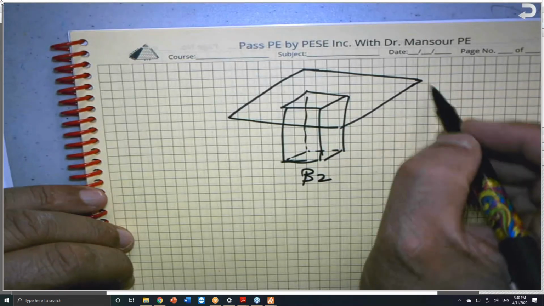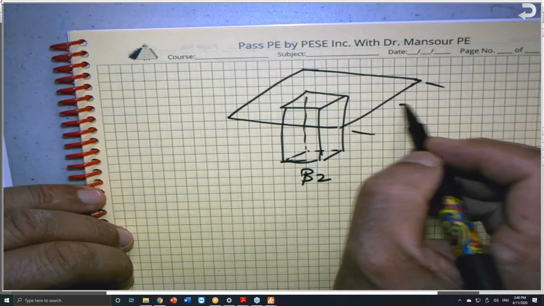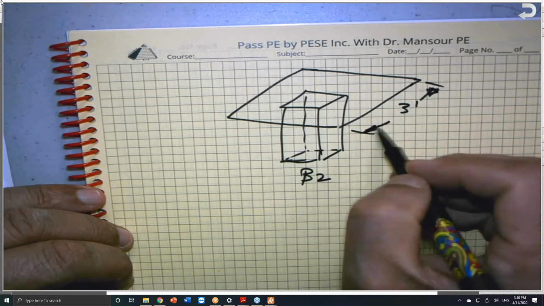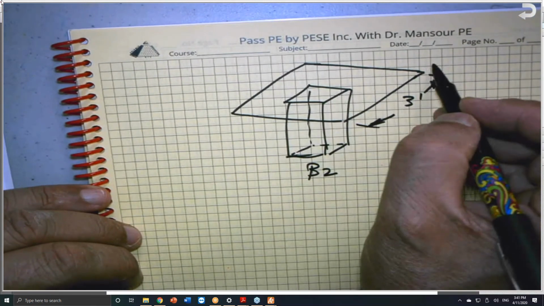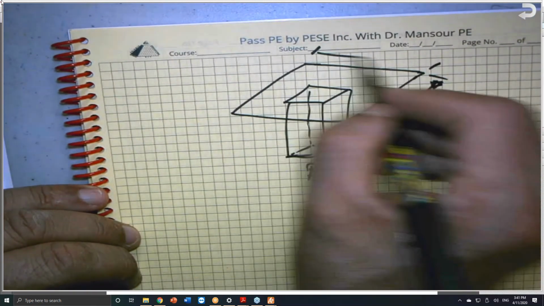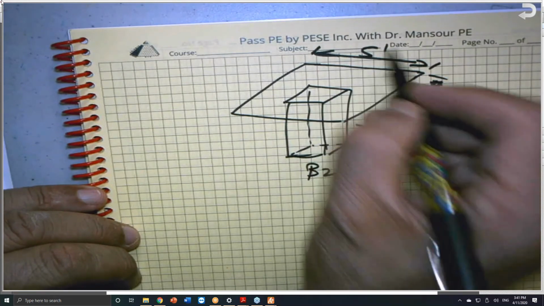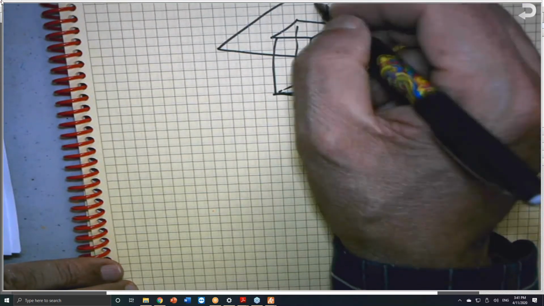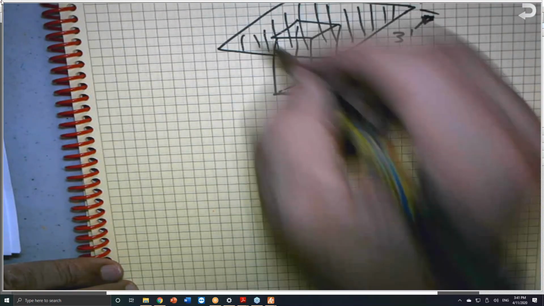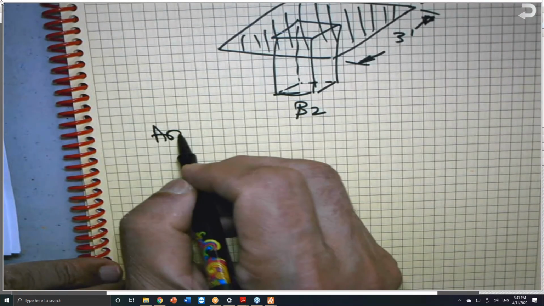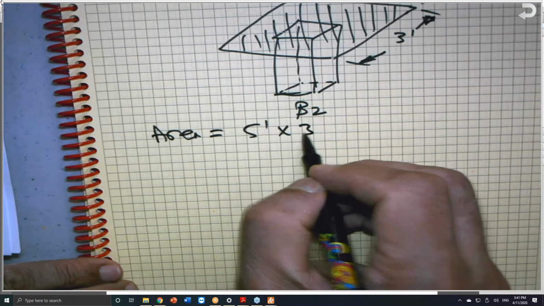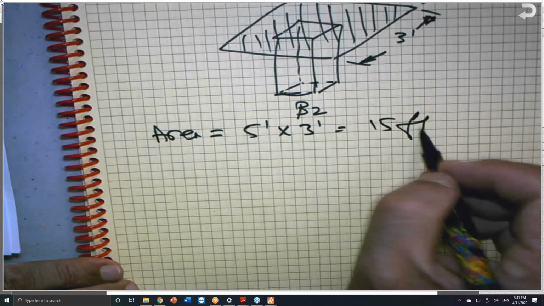From here to here is 3 feet, the one we used before, 1.5 foot from each side. And from here to here is 5 feet, 2.5 and 2.5. So this is the area, if I use tributary area. So the total area is equal to 5 feet times 3 feet, which is 15 square feet.